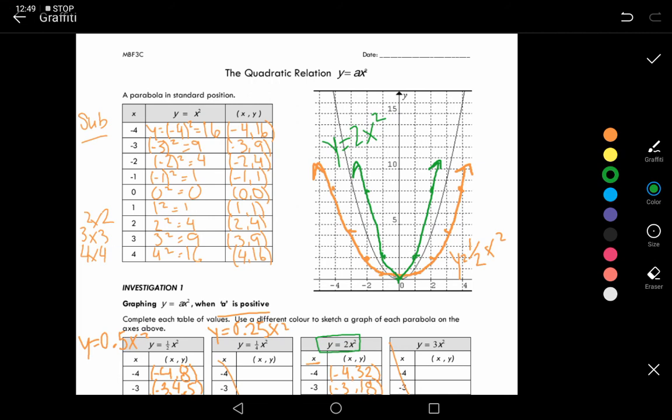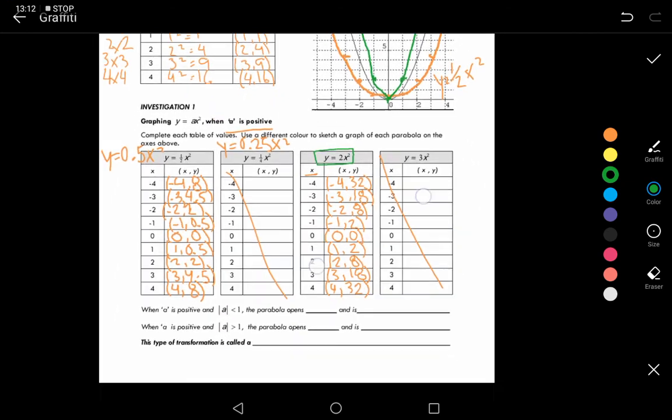Okay, so when we have a decimal or a fraction, we can see that from that original graph, we get kind of wider, right? It looks a bit fatter. Okay, they're coming out wider. When we have a whole number that's greater than 1, or a positive whole number, we can see that from that original graph, we're getting skinnier. Okay, so we're going to summarize this down here.